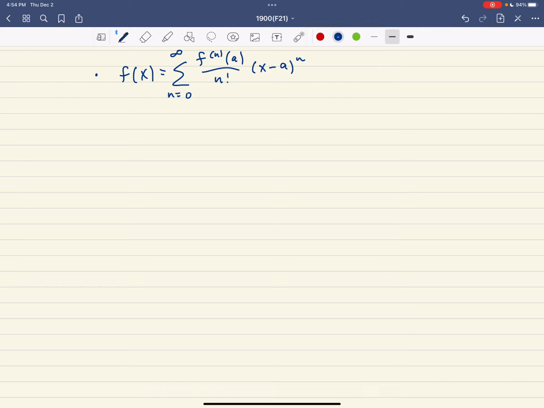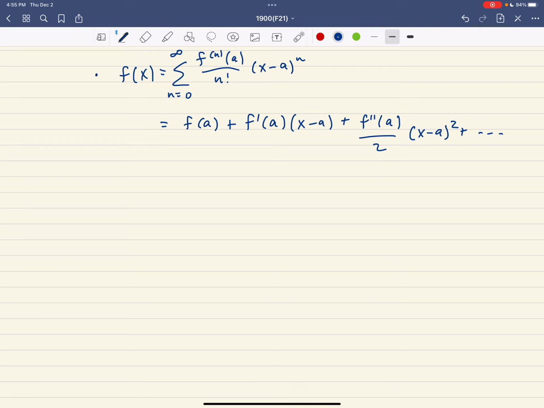And that is, if you have a power series representation, think about what the first few terms are. You have the 0th derivative of f at a, that's the original function, divided by 0 factorial, times x minus a to the 0. And then you have the first derivative of f at a, divided by 1 factorial, times x minus a to the first, plus the second derivative of f at a, divided by 2 factorial, times x minus a squared, and so on. You'd have the third derivative of f at a divided by 6 times x minus a cubed, and so on.